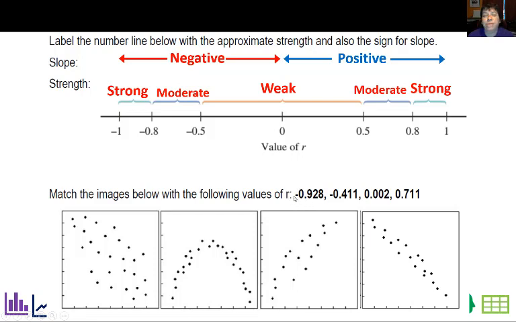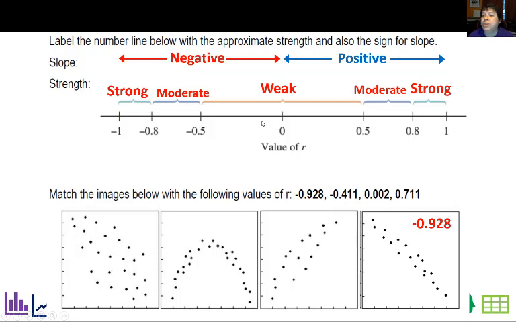-0.928. That means we have a negative slope, and since it's very close to -1, it's a strong correlation. Which one of these looks the strongest? I would say that one right there, and it has a negative slope. This one is also a negative slope, and this is the only other one, so I know automatically it's this one.